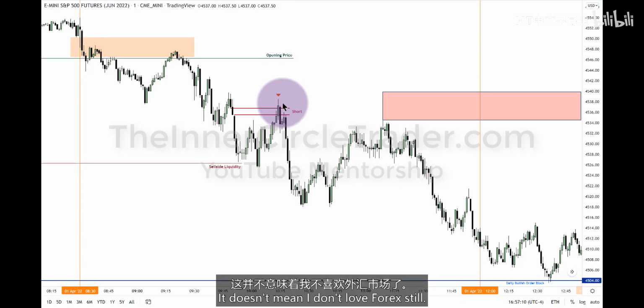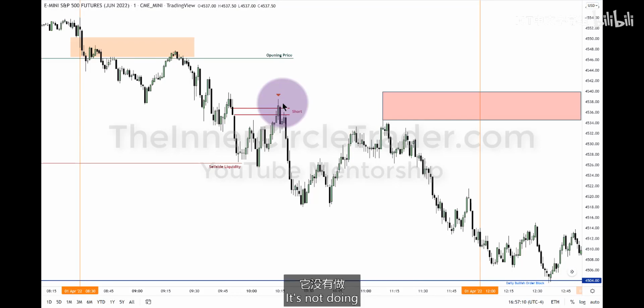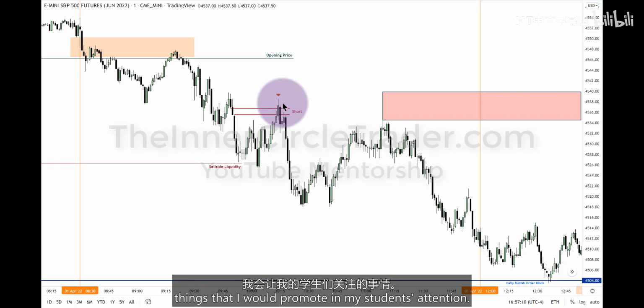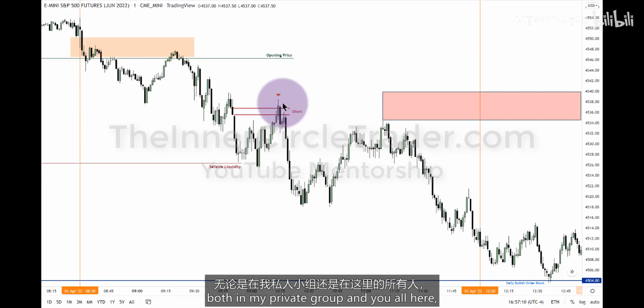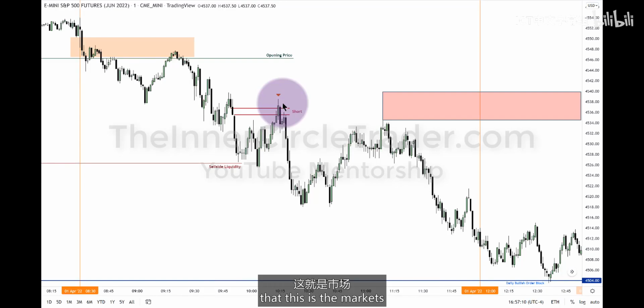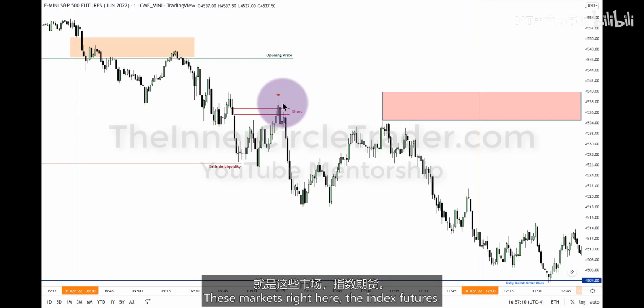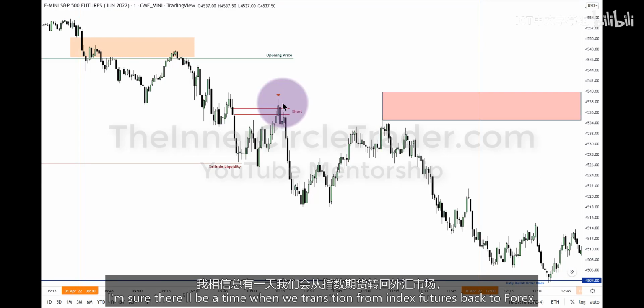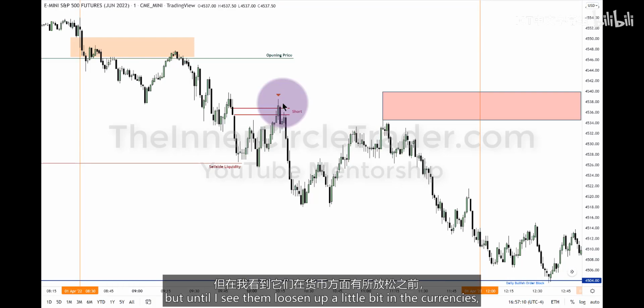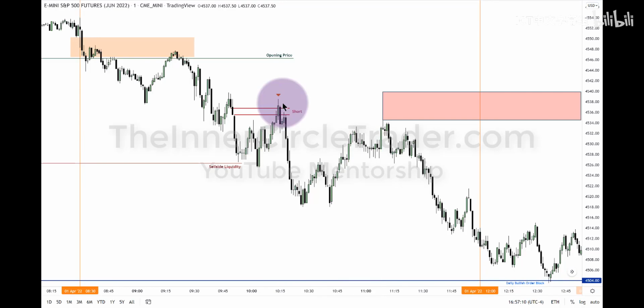It doesn't mean I don't love Forex still. I do. But right now, Forex is just quiet. It's not doing things that I would promote to my students' attention. I'm telling all my students, both in my private group and you all here, that these are the markets you should be following. These markets right here, the index futures. I'm sure there'll be a time when we transition from index futures back to Forex, but until I see them loosen up a little bit in the currencies, my attention is here.